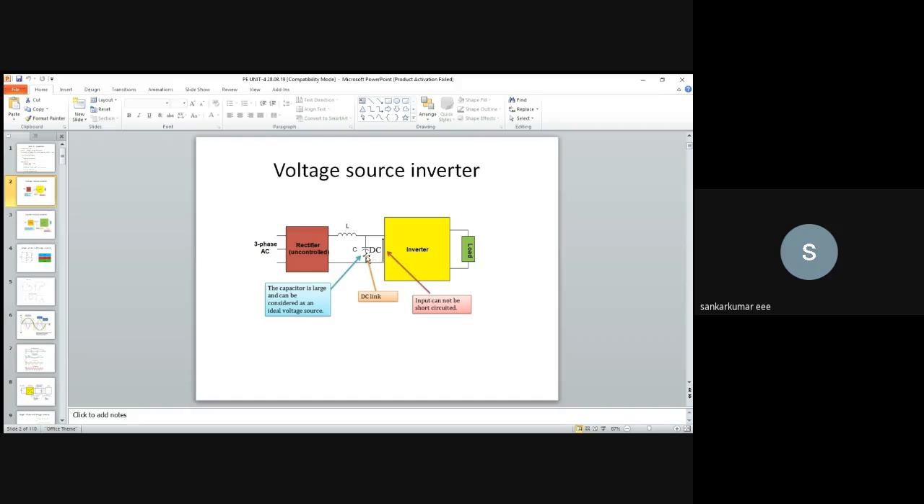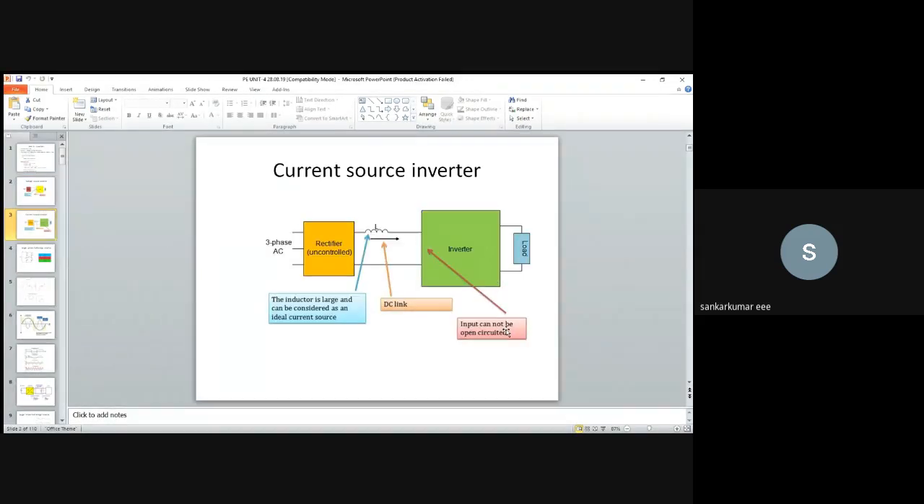From this DC capacitor, we obtain the constant DC. The link connecting the rectifier and the inverter is called the DC link, and so it is called the DC link capacitor. This capacitor is large and can be considered as an ideal voltage source. Since it is a voltage source, it cannot be short circuited, as that would be a direct short circuit of the input. From the constant voltage source, that is the capacitance, the input goes to the inverter, and the inverter will convert that DC into AC depending upon the load requirements, the voltage and frequency required by the load. So this inverter will convert that DC into variable AC. Here the capacitor plays the major role, giving a constant input to the inverter. Its value will be higher when compared to the inductance.